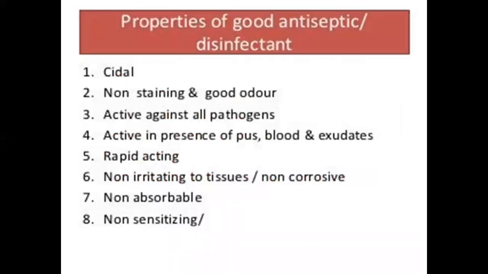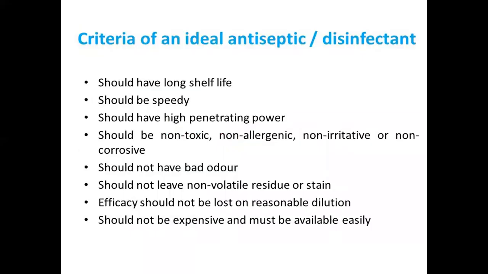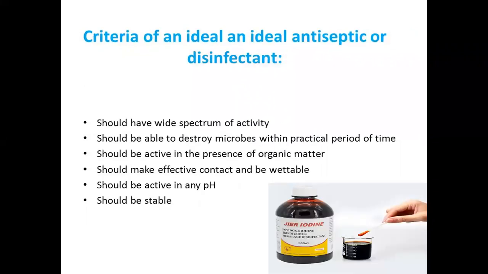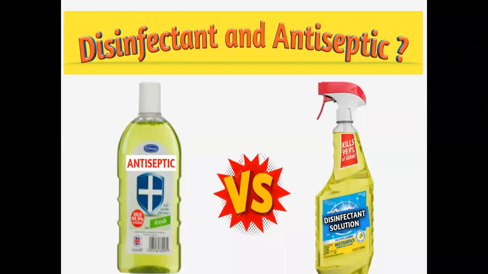After that, we discuss their ideal properties, how they should be. Whenever we use an antiseptic and disinfectant preparation, it should possess the following properties: wide spectrum and cidal activity, non-irritating, active at any pH, and stable. All these properties we discuss. After that, the main point in this chapter, an important one. A question is asked on this point.